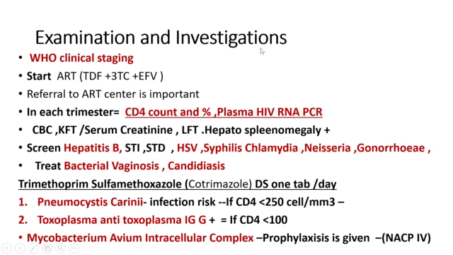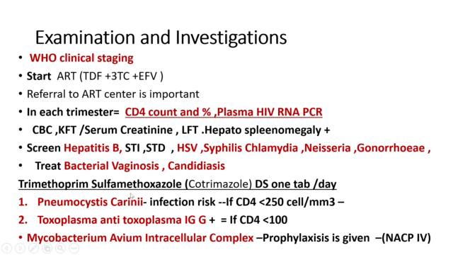Examinations and investigations are subsequently done, and referral to the ART center is very important, where WHO clinical staging is done. At each trimester visit, CD4 count and percentage of CD4 and plasma HIV RNA PCR should be done. Complete blood count, KFT, LFT, and look for hepatosplenomegaly. Screen for hepatitis B and other STIs or STDs like HSV, syphilis, chlamydia, gonorrhea infections. If bacterial vaginosis and candidiasis are seen, treat them promptly.